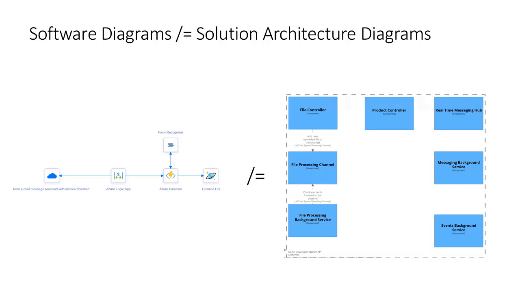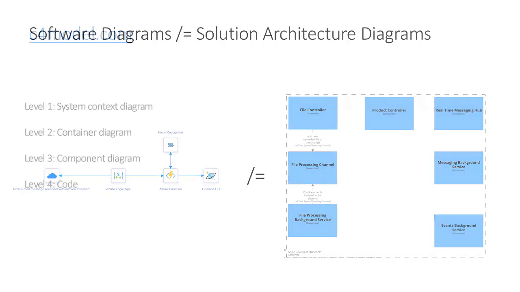On the right side, you can see a fragment from the software architecture. This is the diagram that presents different components used in our solution when it comes to software. So we have some file controller, some file processing channel, production controller, messaging background service. So we can see some details related to the software.